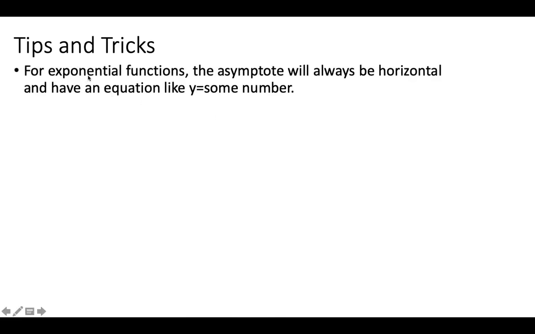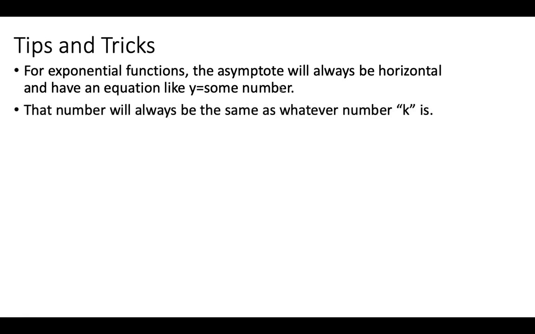So just a few tips and tricks. These will be really quick. For exponential functions, the asymptote will always be horizontal. Remember that boundary line, that red one from the second or third slide? The asymptote will always be horizontal, and we'll have an equation that is y equals some number. Anytime you have a horizontal line, all horizontal lines, their equation is y equals a number.